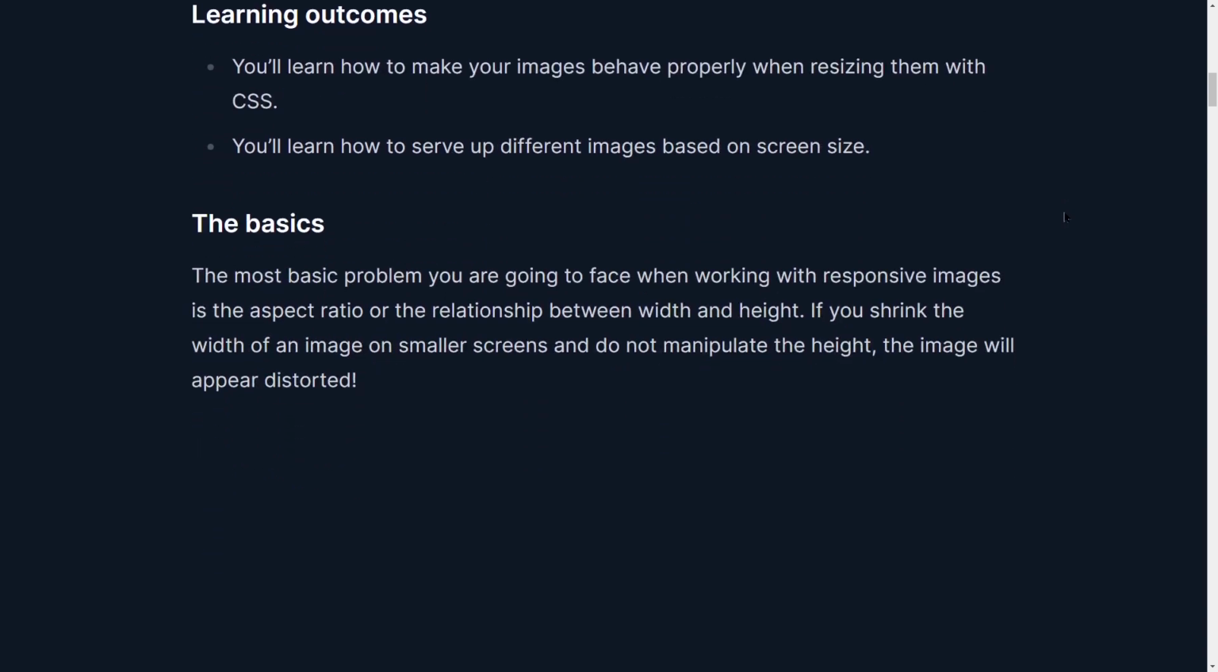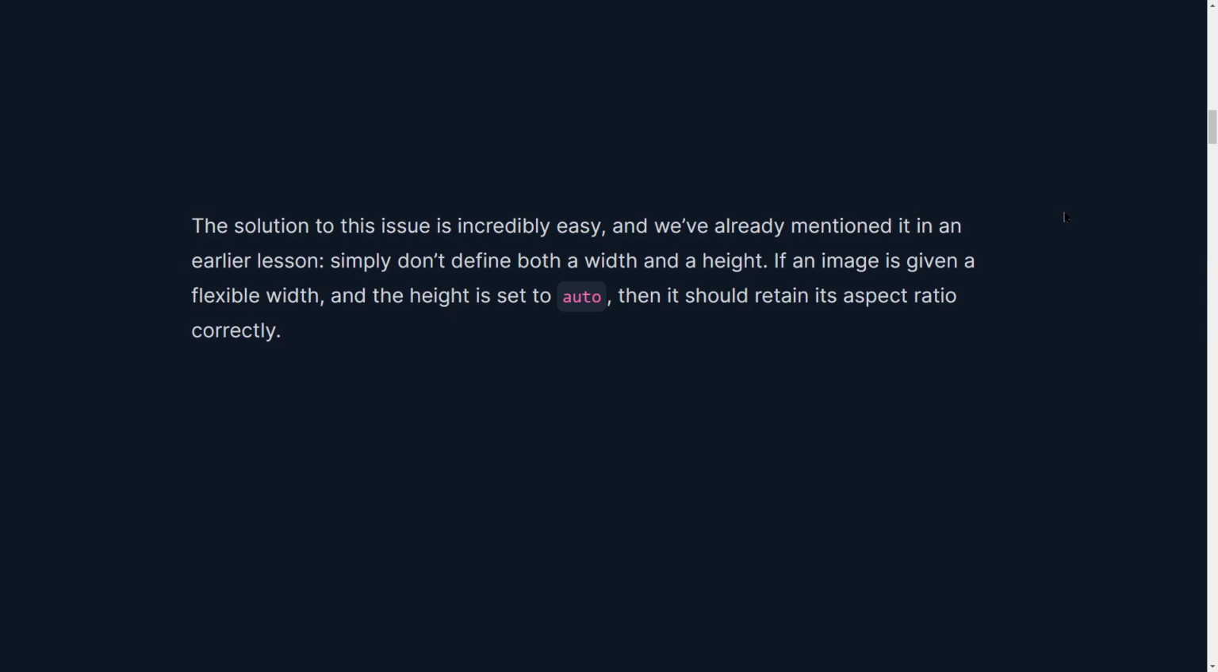The basics. The most basic problem you are going to face when working with responsive images is the aspect ratio, the relationship between width and height. If you shrink the width of an image on smaller screens and do not manipulate the height, the image will appear distorted. The solution to this issue is incredibly easy, and we have already mentioned it in an earlier lesson.